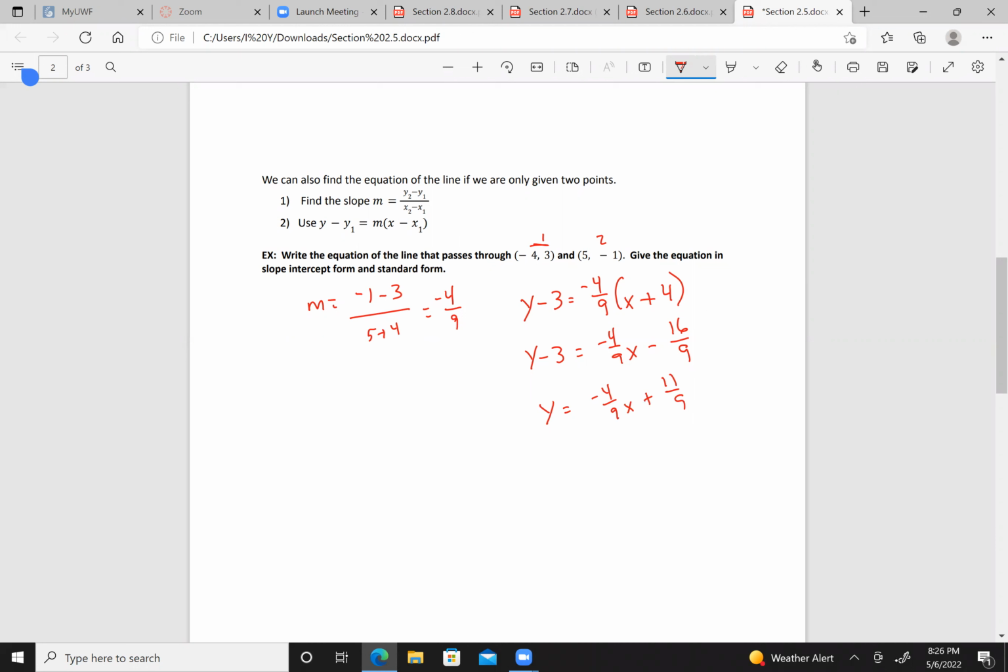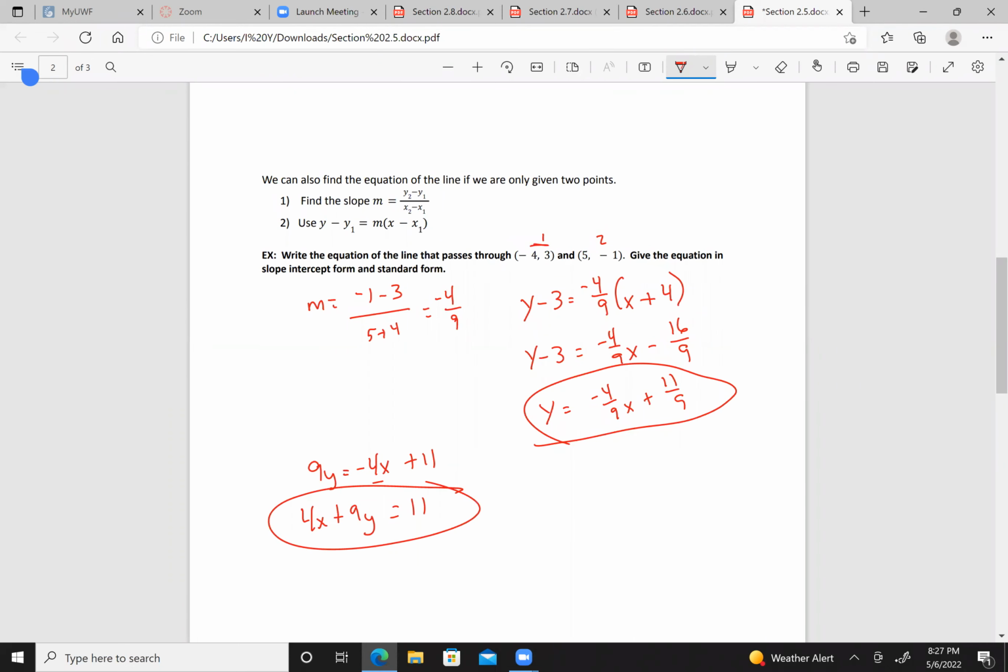Now, I want to put this in standard form. The first thing I probably do is go ahead and multiply everything by 9. So I have 9y equals -4x plus 11. Add 4x to both sides, and I get 4x plus 9y equals 11. And there is my standard form.